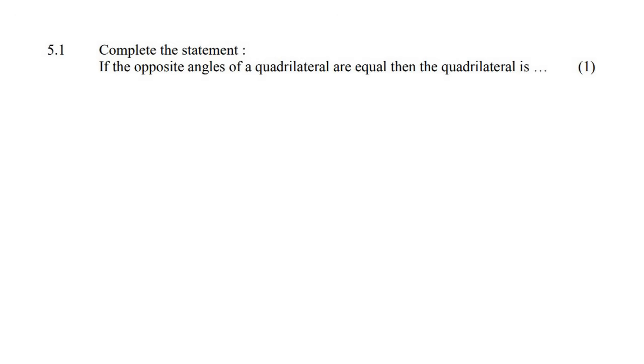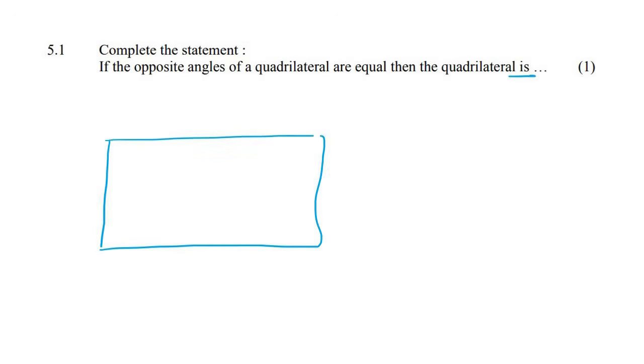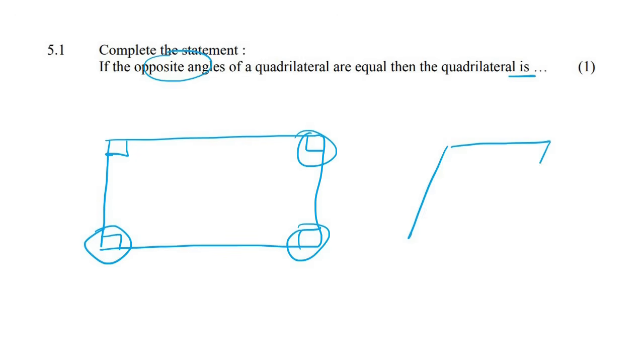If the opposite angles of a quadrilateral are equal, then the quadrilateral is... Okay, now this is going to be a parallelogram. Some of you might have said a rectangle, for example. I do agree with you that in a rectangle the opposite angles are equal, but they specifically have to be 90 degrees for it to be considered a rectangle. You might have said a rhombus, but with a rhombus, the opposite angles are equal, I do agree with you, but the four sides also have to be the same. You might have said a square.